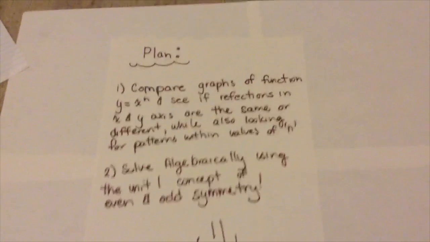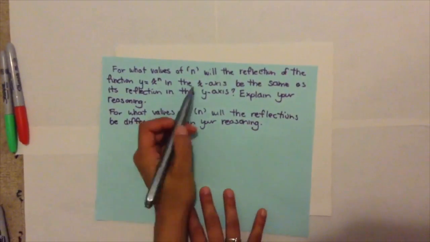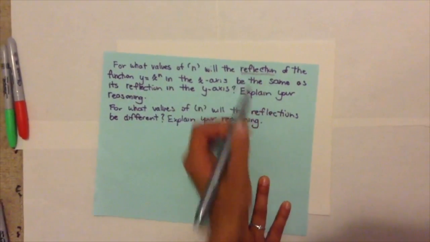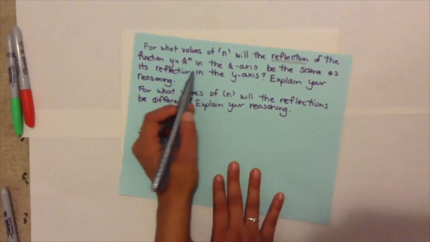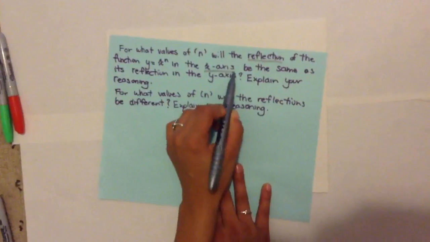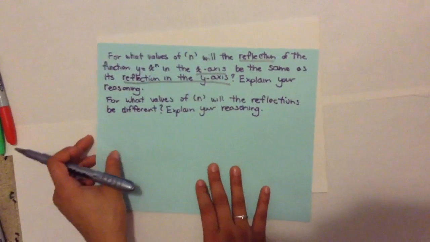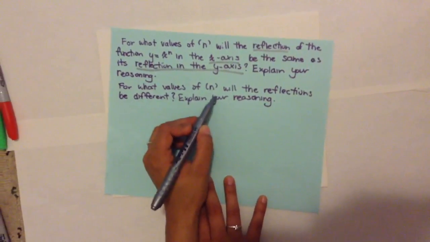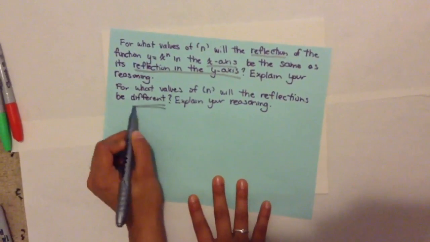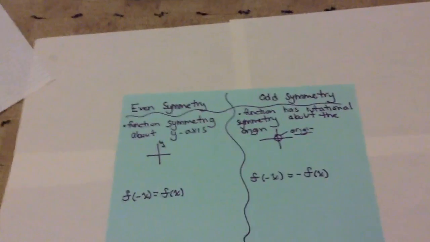odd symmetry. So, looking at the questions again, for what values of n will the reflection of the function y equals x to the exponent n in the x-axis be the same as its reflection in the y-axis? Explain your reasoning. Second part, for what values of n will the reflections be different? Explain your reasoning. Quickly, I'm going to explain the concept of even and odd symmetry.